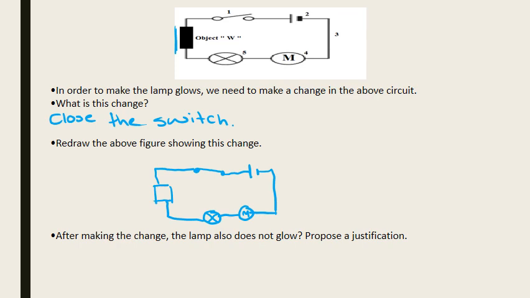Okay, so we can say object W could be an insulator. Remember, an insulator means it does not allow electric current to flow through it. Okay, could be an insulator.